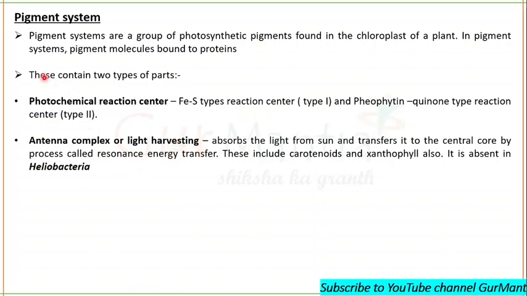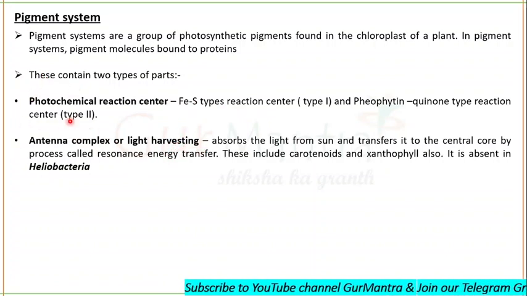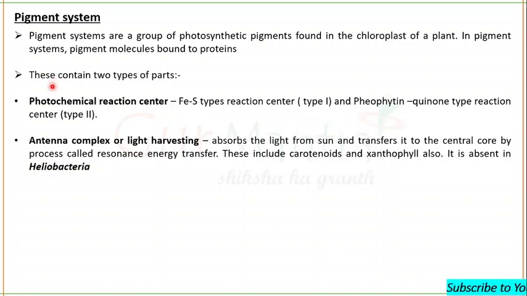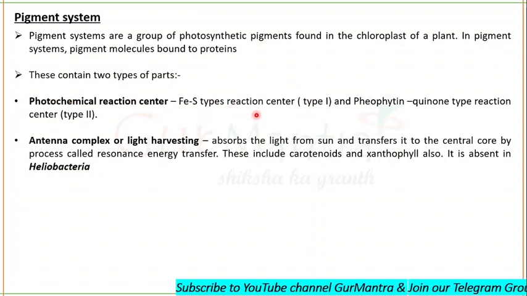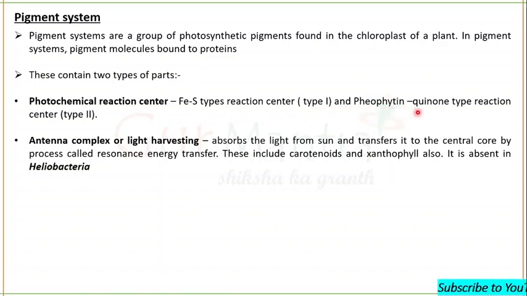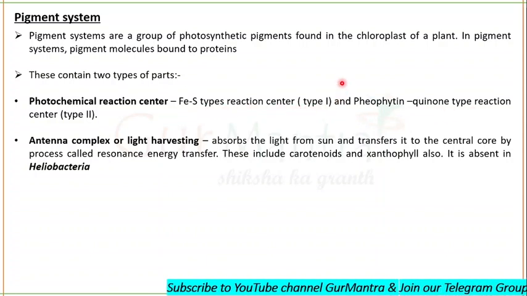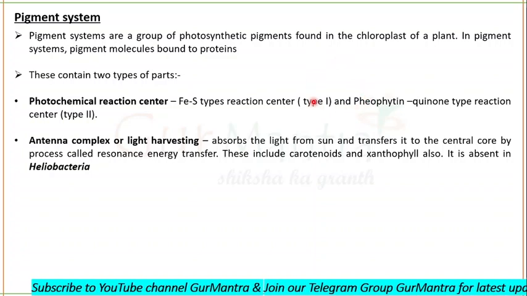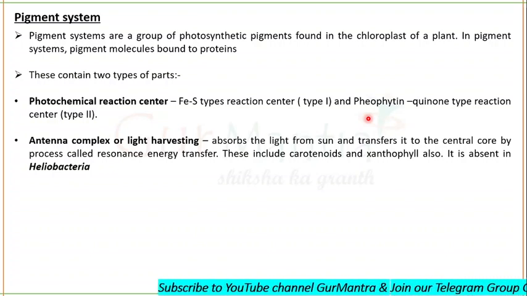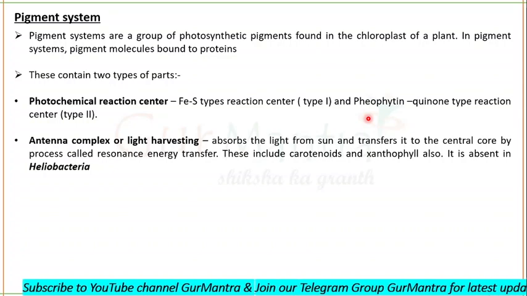So a pigment system will have these two things, but the reaction center will vary for different types of photosystems. Photosystem 1 will have an iron sulfur type of reaction center and photosystem 2 will have a pheophytin quinone type reaction center. The iron sulfur reaction center is found in photosystem 1, the type 1 photosystem or pigment system, and the pheophytin quinone type reaction center is found in photosystem 2.